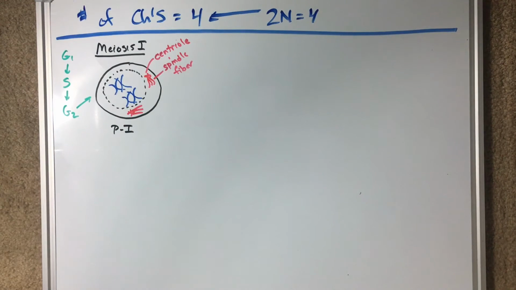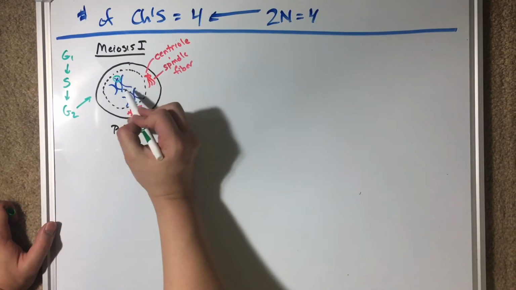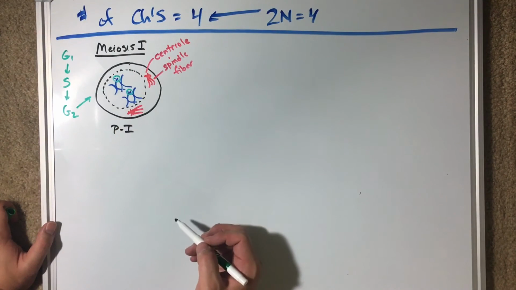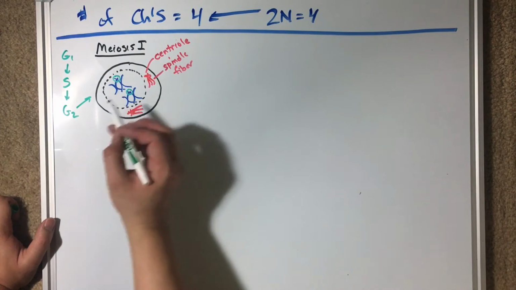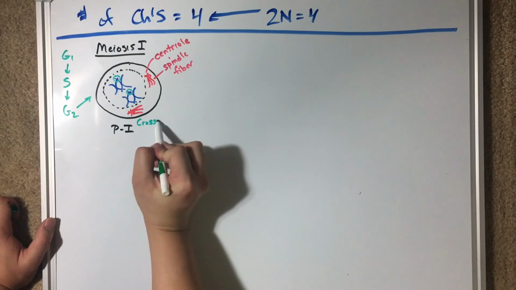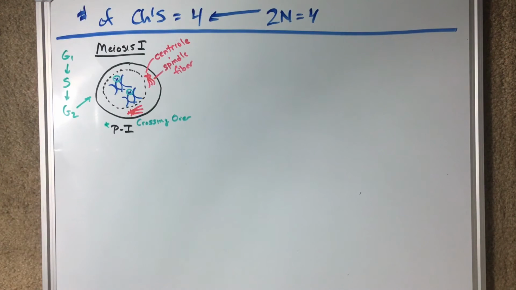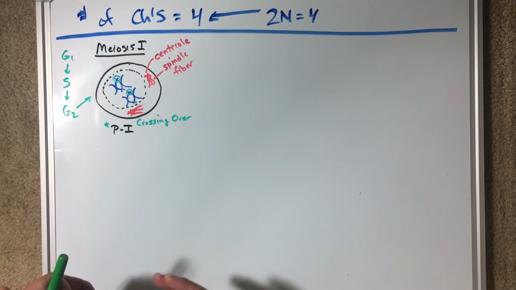Notice how they're lined up differently. We have a little touching here, and we also have another touching here. This is called crossing over. It is key that you understand that crossing over happens in prophase 1. Crossing over happens in prophase 1, and this gives the chromosomes and the genes and the genome some genetic diversity and some uniqueness.